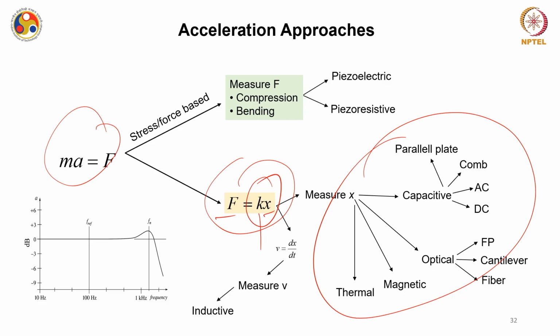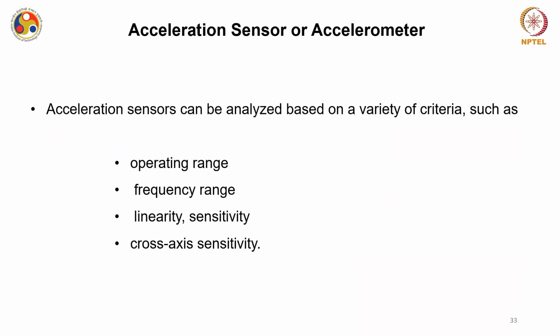It can be, say, capacitive, based on optical devices, or based on magnetic devices; there are thermal devices also. And then for this kind of measurement, you have measurement of force by compression or bending, so you can have piezoelectric or piezoresistive devices. So if you see this scenario, I can have a number of accelerometers or acceleration sensors based on all these points. We'll see that in the next part of our lecture.